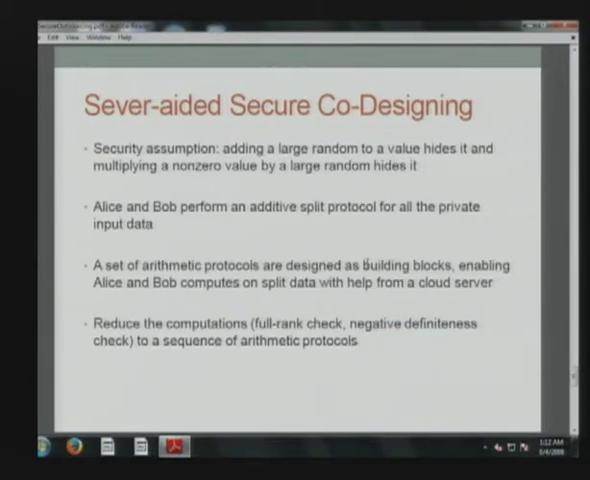Then we provide a set of arithmetic protocols, designed as building blocks, enabling Alice and Bob to compute on split data with help from a cloud server. These building blocks let Alice and Bob compute addition, subtraction, multiplication, division, and exponentiation. It also enables them to compare split data to 0, to check whether it's greater than 0 or less than 0.